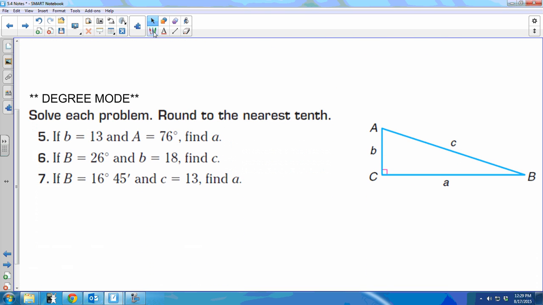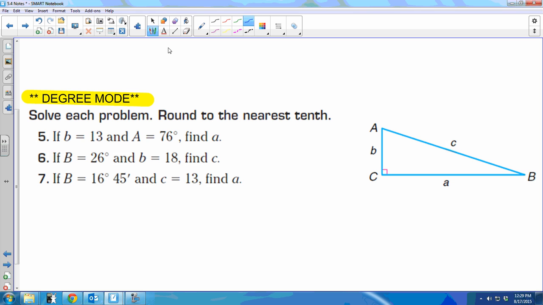Now, I've said this before, but I'm going to say it again. Your calculators have to be in degree mode. So far, it shouldn't have mattered, because so far we haven't used the sine, cosine, and tangent buttons on your calculator. But starting today, we're going to be using them. So if you use sine, cosine, and tangent, and your calculator's not in degree mode, then you're going to get the wrong answer. Okay? So just make sure you're in degree mode.